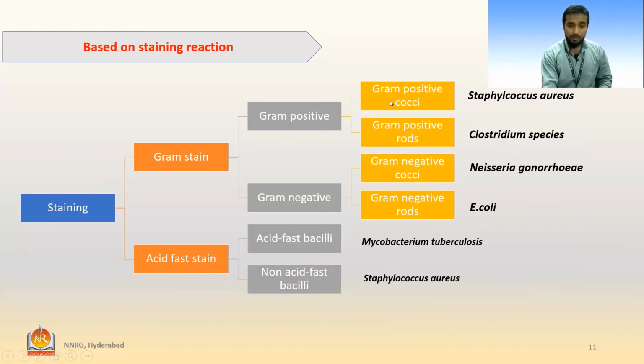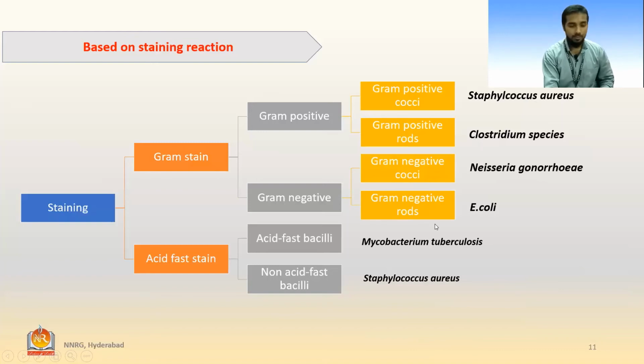Gram positive is further divided into cocci and bacilli. So gram positive cocci, which means spherical shape. Example is Staphylococcus aureus. Gram positive rods, that is bacilli. Example is Clostridium species. In gram negative, again two further types: gram negative cocci, Neisseria gonorrhoeae, which causes gonorrhea, and gram negative rods, that is bacilli, and the example is E.